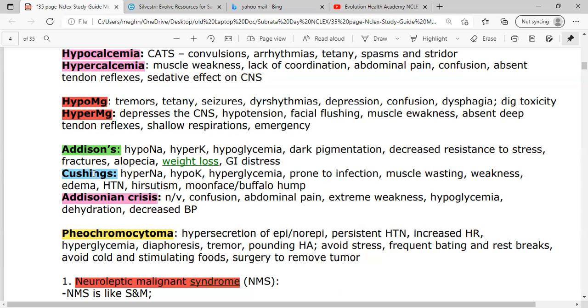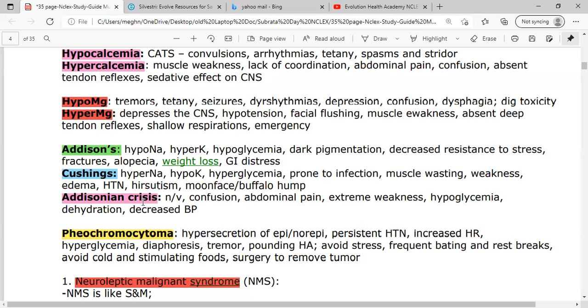In case of Cushing, everything goes up except potassium, hypokalemia. Sodium goes up, hypernatremia, glucose goes up, hyperglycemia, also prone to infection. So Cushing syndrome is an immunocompromised condition, because steroid continuously goes up, immunity just goes down. So infection easily gets you. Muscle wasting, weakness, edema develops, hypertension, hirsutism means excess hair growth in females. Also moon face and buffalo hump are more common signs of Cushing syndrome.